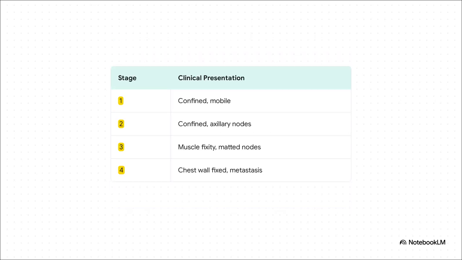Then, we translate those dense TNM variables into a highly practical 1 through 4 staging system. Stage 1 is highly localized and mobile. Stage 2 involves the local lymph nodes. Stage 3 shows advanced local spread, fixing right to the muscle with matted nodes. And by stage 4, unfortunately, the disease has completely fixed to the chest wall or metastasized distally. Accurately plotting a patient on this table essentially dictates their entire survival prognosis and treatment strategy.